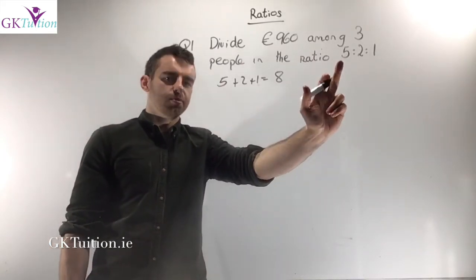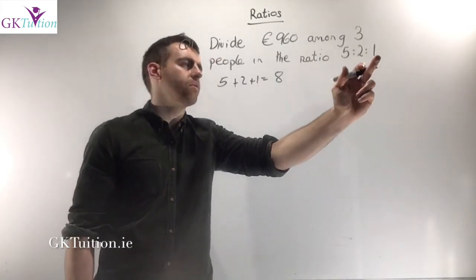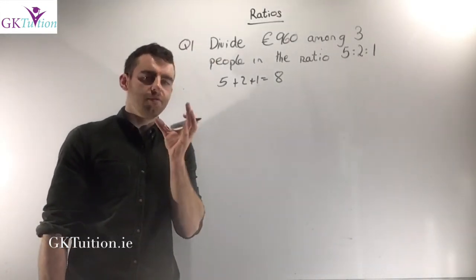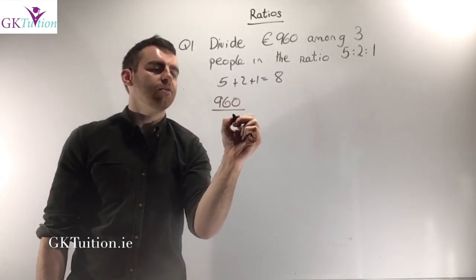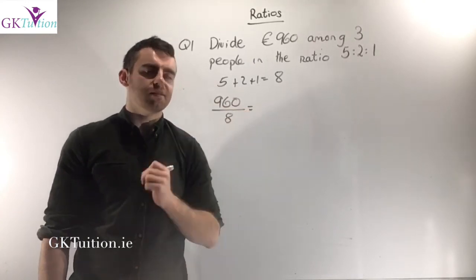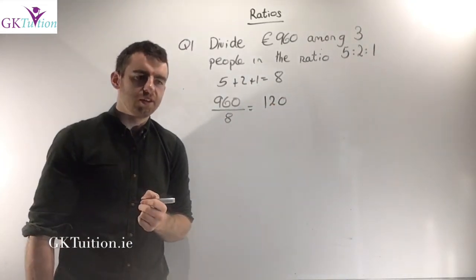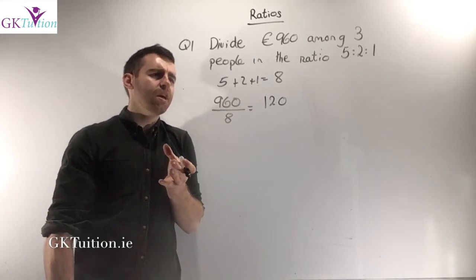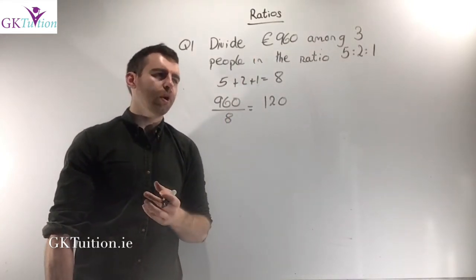Because this guy, the first person, is going to get 5 eighths, the second person is going to get 2 eighths, and the third person is going to get 1/8 of the total amount. So to work out what 1/8 is, it's €960 divided by 8. €960 divided by 8 gives me €120. That tells me that 1/8 of this amount of money is €120.